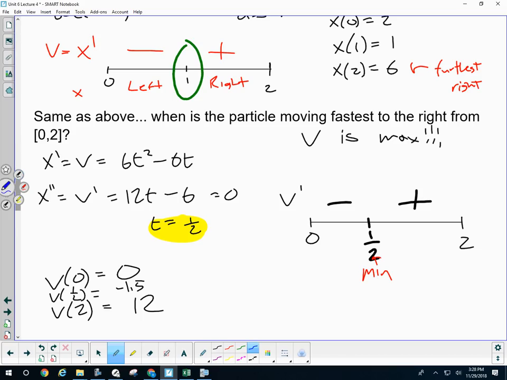This is our max. It's an endpoint. See how there's that extra little bit of detail? We can't just assume it's at the location of a relative max. Okay.